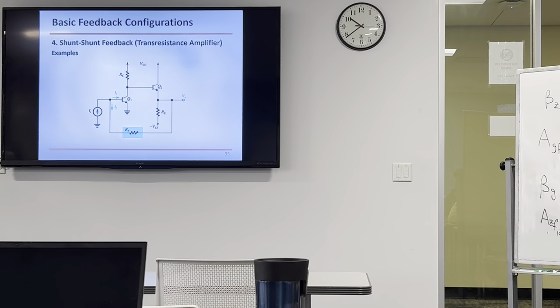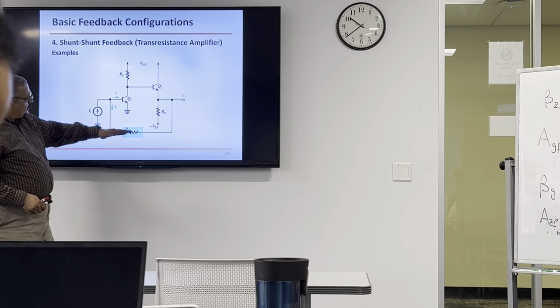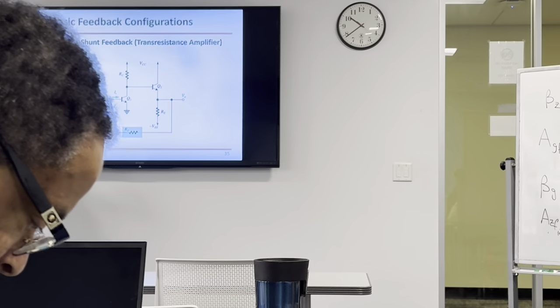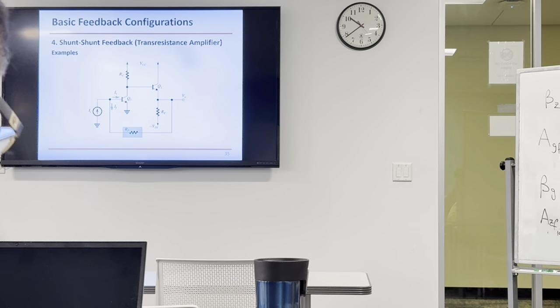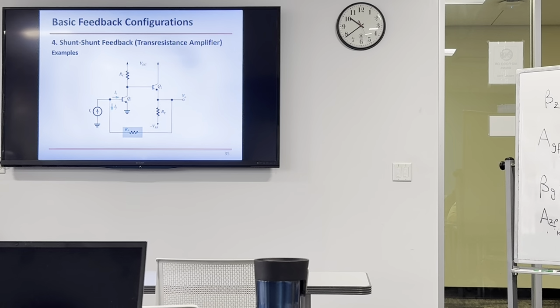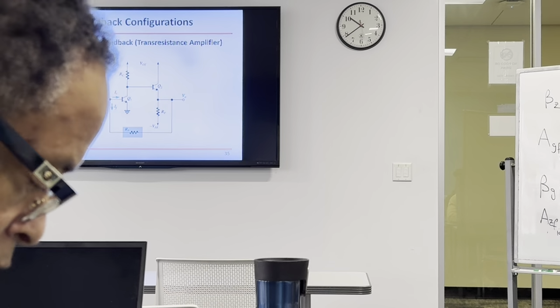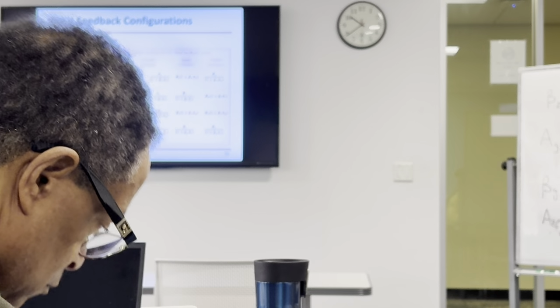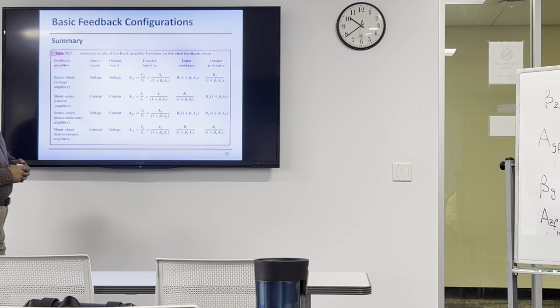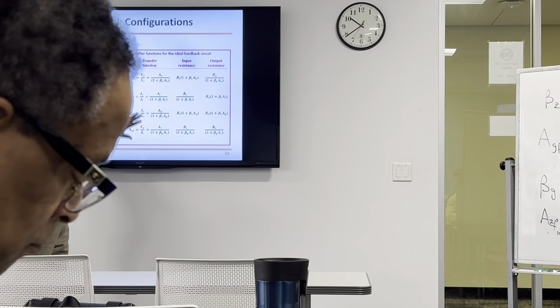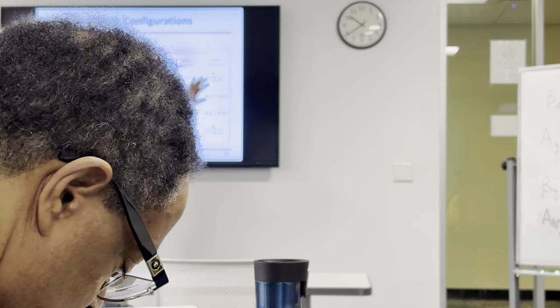I know it's still confusing. How about this one? The same thing. IF times RF gives you VR. But with the examples, unfortunately, we don't have time today to solve the example, but next time I'm going to start with a new example. This table here summarizes all the 4 cases in terms of the gain, the input impedance, and the output impedance.